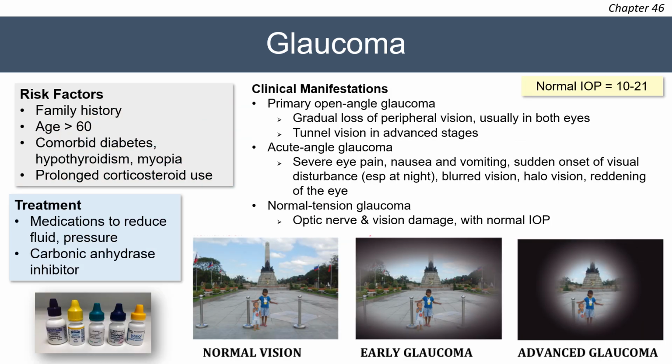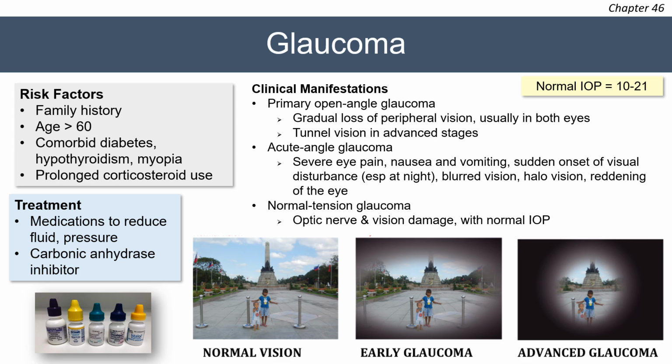Okay, we're going to start with risk factors for glaucoma. Family history, so this does run in families. If you're over the age of 60, if you have comorbidities such as diabetes or hypothyroidism, if you have myopia, that will put you at high risk for glaucoma, and also if you have prolonged use of corticosteroids.